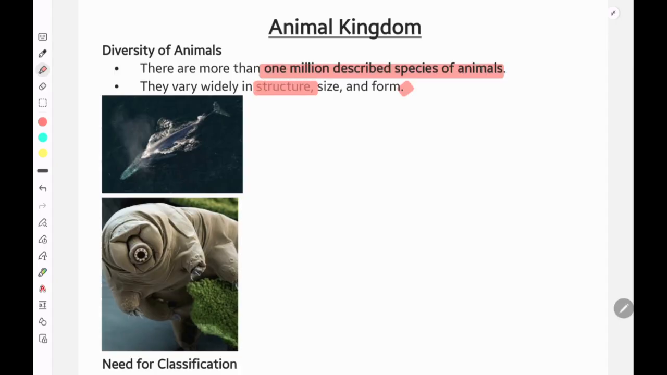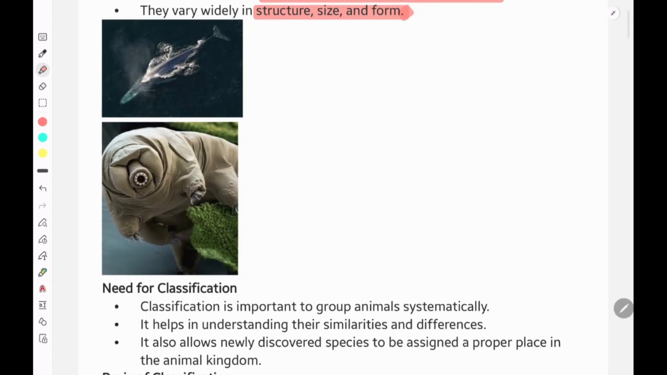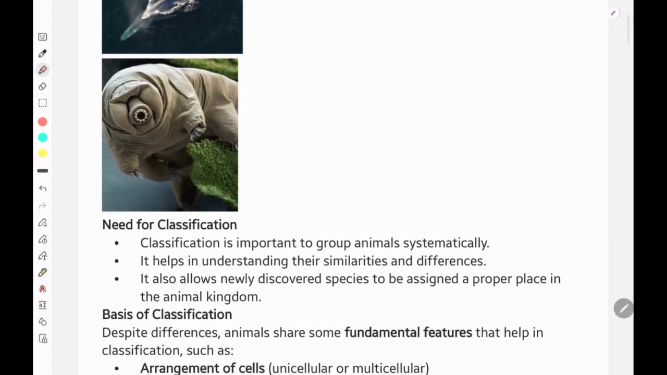They can vary in structure and form. For example, the blue whale is the largest known animal, and the tardigrade is one of the smallest living animals known. It is so small that it cannot be seen by the naked eye. It is only visible under a microscope.